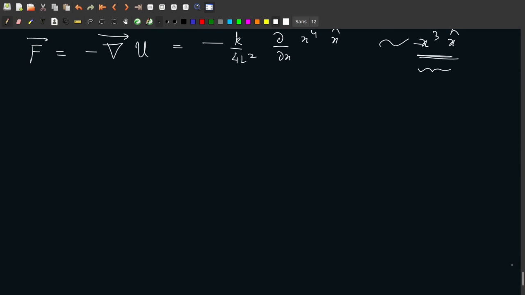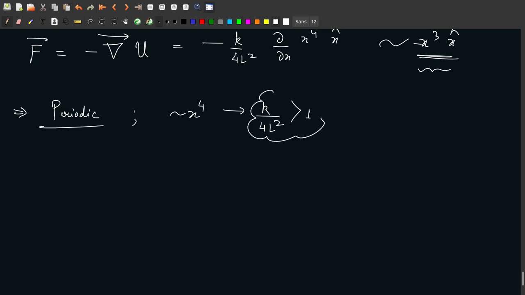But the question is, is this a periodic motion? Even under this kind of potential, will the mass m still exhibit periodic motion? This is quite evident from the nature of the potential. The potential goes like x to the power 4, where the constant in front is just k by 4 L square, which is a positive quantity. So the mass m is actually undergoing periodic motion in the potential of k by 4 L square x to the power 4.